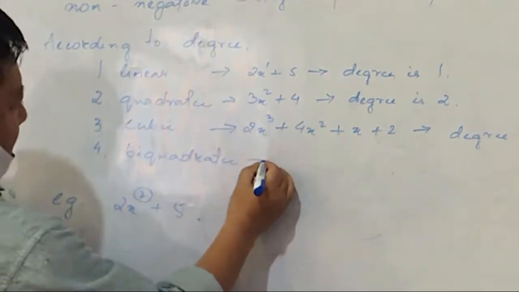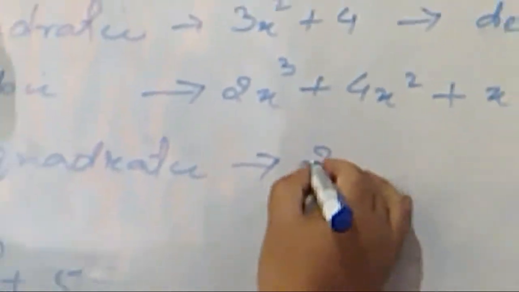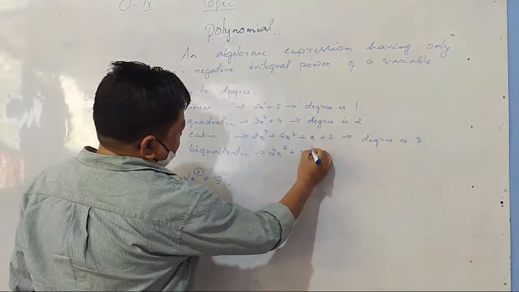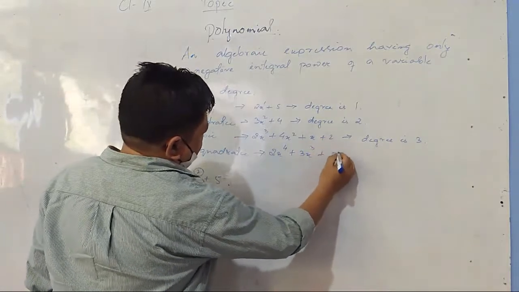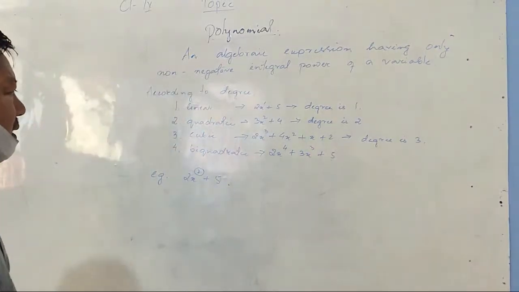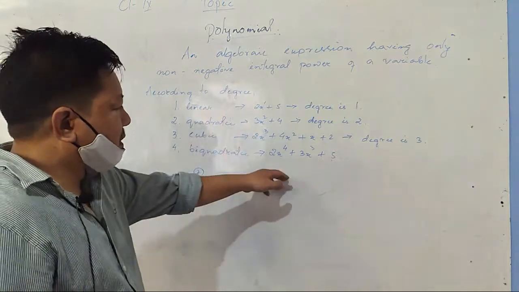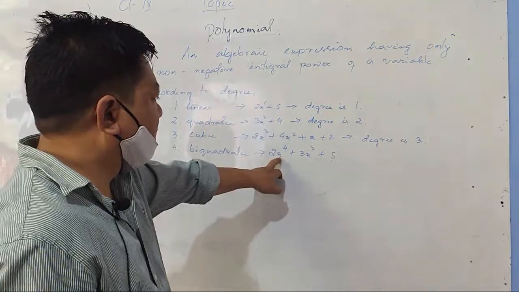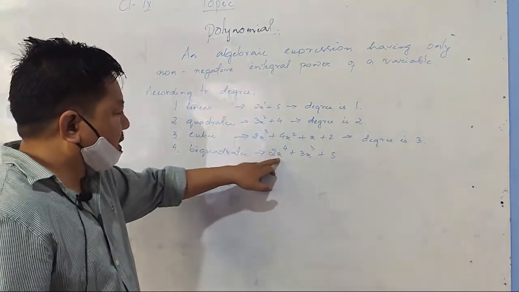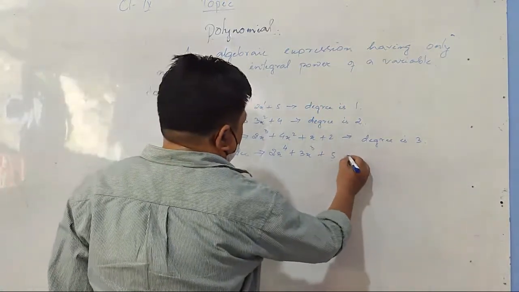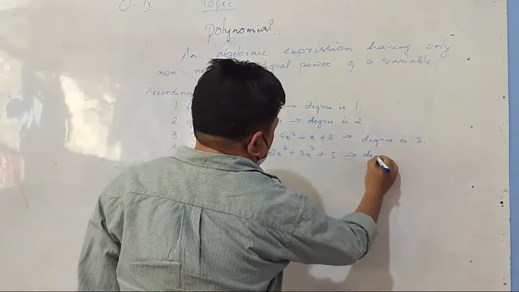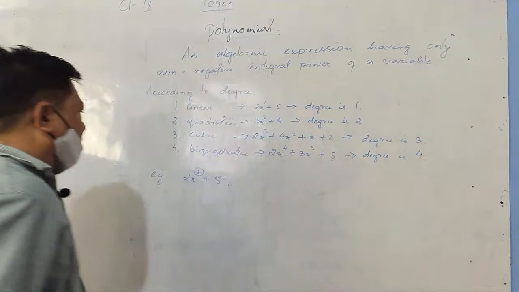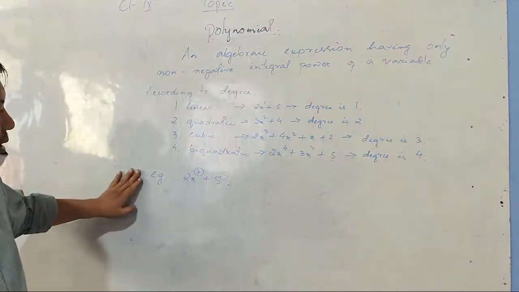And biquadratic, let me just give one example. From this term, if we look at it, the highest power of the variable is 4. The degree is 4. So this will be a biquadratic.